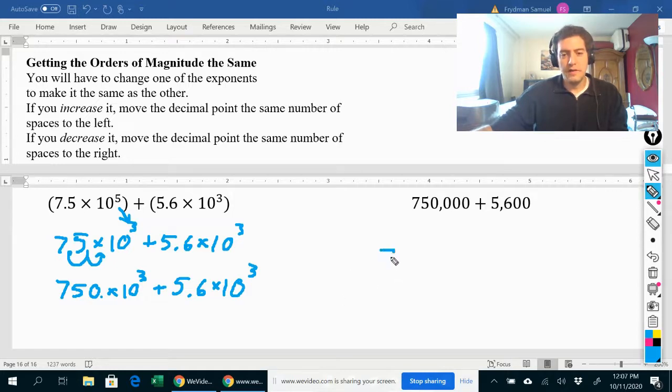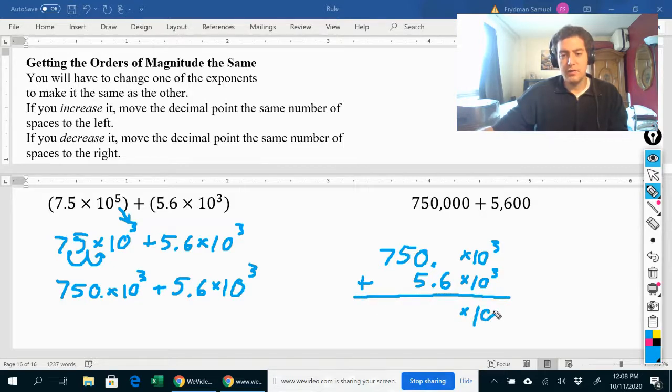So I have 750, and here's the decimal right over there. I'll write it in, plus 5.6. So let me put the decimal in first, and then it's easy to tell where the 5 and the 6 go. And both of these are times 10 to the third, which is actually the easy part, right? I don't even have to worry so much about that. I'll just keep that over here. I'm not going to waste any brain power on that part.